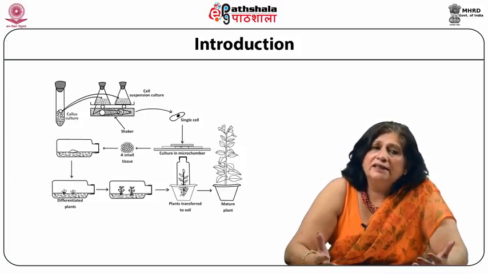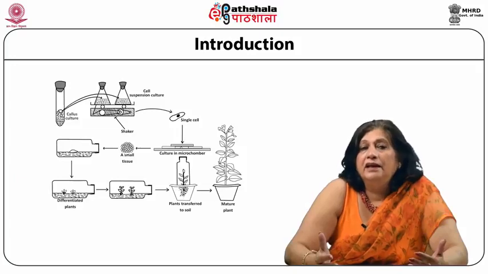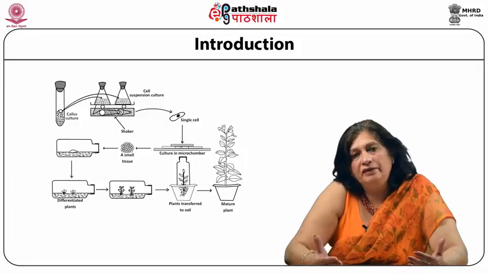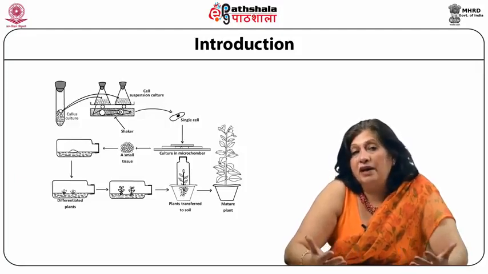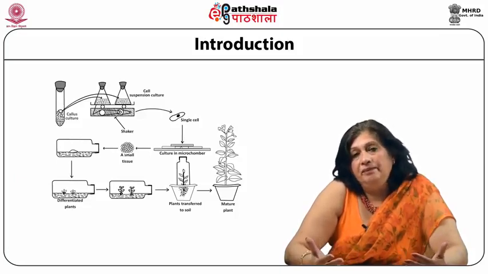Which essentially means that every cell has the same genetic makeup. It is only that during the process of division followed by differentiation, certain genes are switched off and certain genes become more active. But essentially the genetic makeup remains the same.